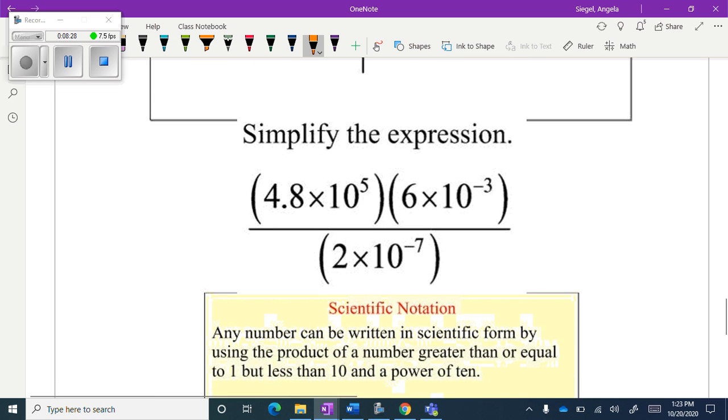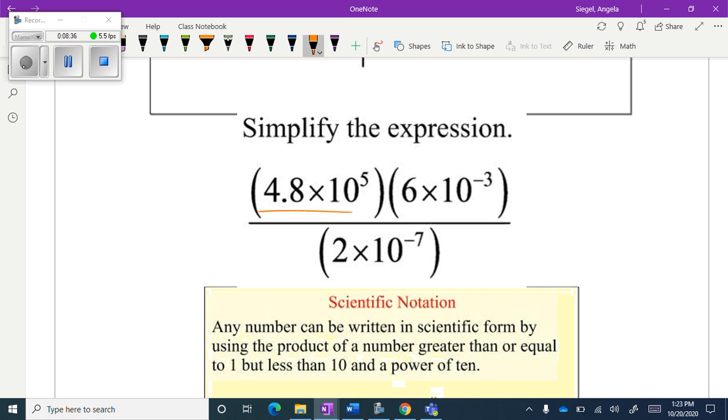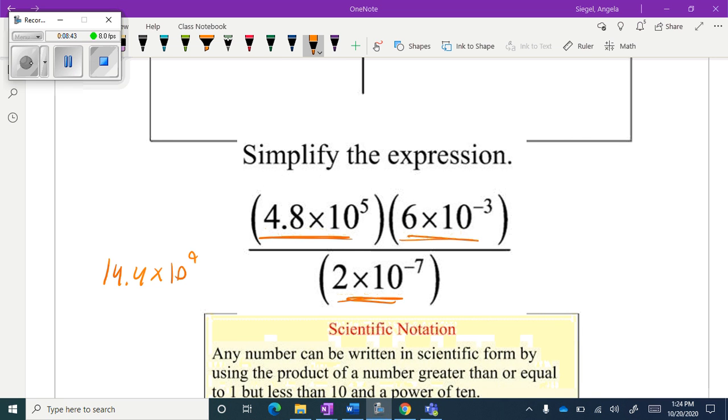Okay, so we're going to talk about scientific notation and how it applies to exponents. So all 3 of these are numbers in scientific notation. Okay, so to solve this, the first thing I'm going to do is multiply everything together. So when I did that, I got 14.4, and now I'm going to worry about the exponent.